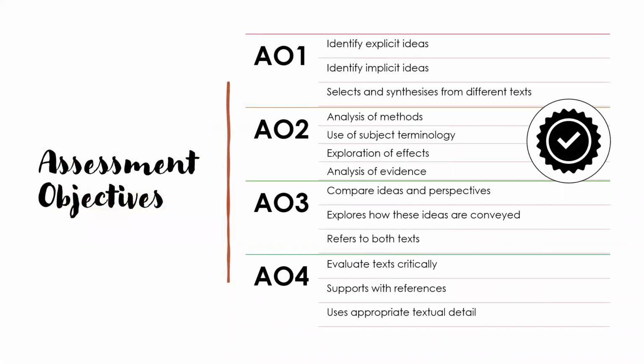Okay, so just a quick look again at the assessment objectives. Now there are 4 assessment objectives for this paper, but question 3 only requires us to focus on assessment objective 2, which is the one with the giant tick next to it. I mentioned that at the start of the lesson: analyse methods, subject terminology, explore effects, and analyse the evidence.